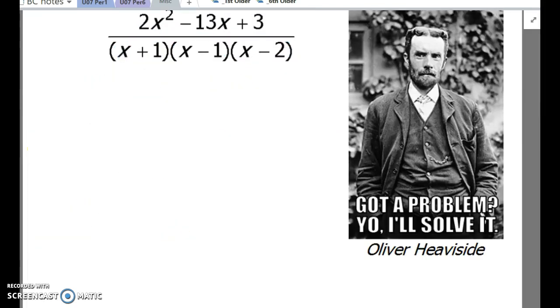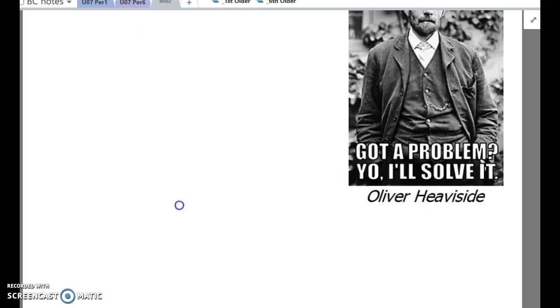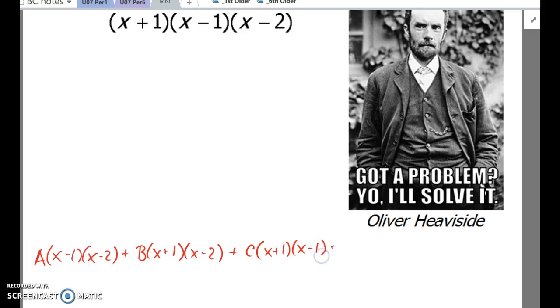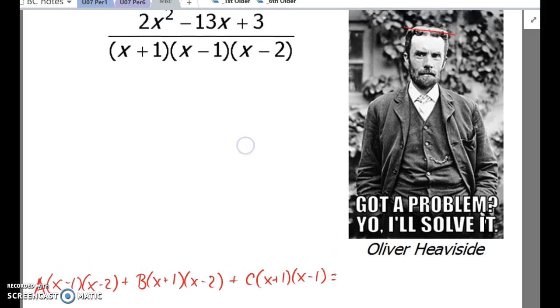So I have the A, x minus 1, x minus 2. See if I can remember that. There's Heaviside. His head is weird. It creeps me out. But that's okay. So let me copy what we had. We had an A, x minus 1, x minus 2, and then a B with an x plus 1, x minus 2, and then a C with an x plus 1, x minus 1, and that needs to equal our numerator 2x squared minus 13x plus 3.